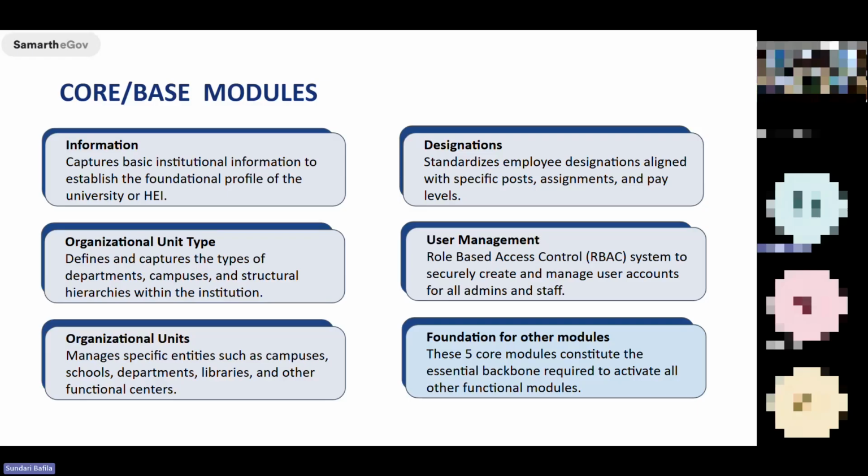The nodal officer, who is the single point of contact from the university side to Samarth, logs into the Samarth portal and fills in the basic details like institutional name, logo, description, email ID, and website. Then he needs to configure the organization unit type. This defines the structure of the institution, such as campus, schools, departments, and library. Then we have OU, which is organizational units. Here, the actual units like departments, campuses, and libraries are created and managed.